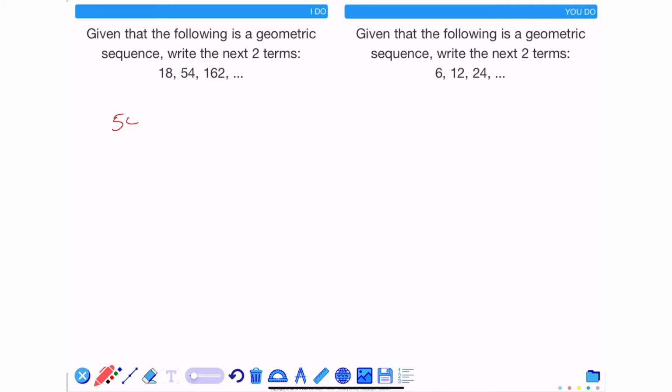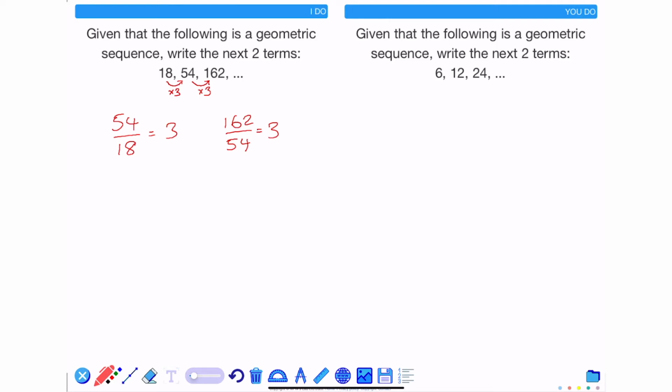So 54 divided by 18 gives me 3. That means in order to go from 18 to 54, we are multiplying by 3. To check, I can also do 162 divided by 54, and I also get 3. So that means that 54 is also being multiplied by 3 to get the next term.